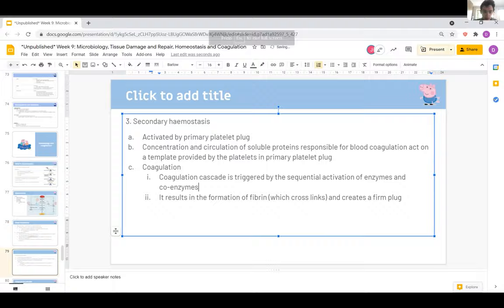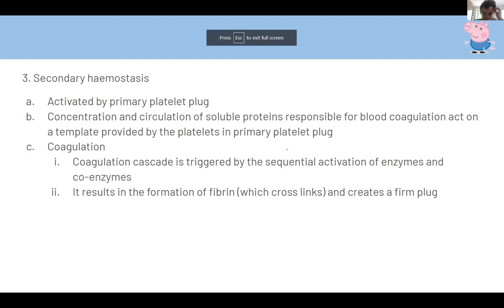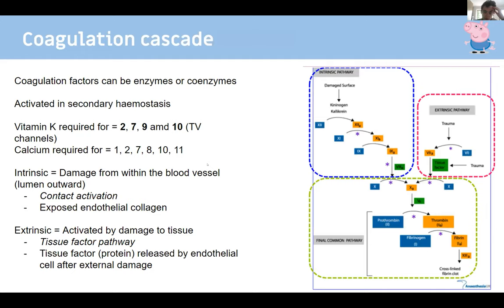This results in the formation of fibrin, which cross-links to create a firm plug. Whoa, scary. Okay. First, I'll talk you through the picture, then I'll tell you the stuff you need to know. The intrinsic pathway occurs through damage to the blood vessels. You can think of it from the lumen outward, and it's initiated by contact activation through exposed endothelial collagen. And this is like von Willebrand's here as well.